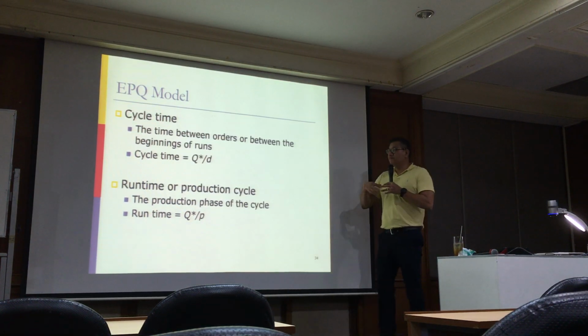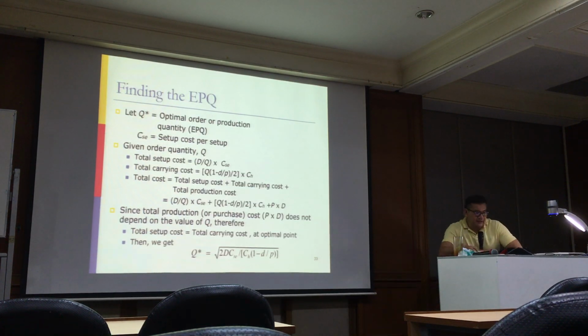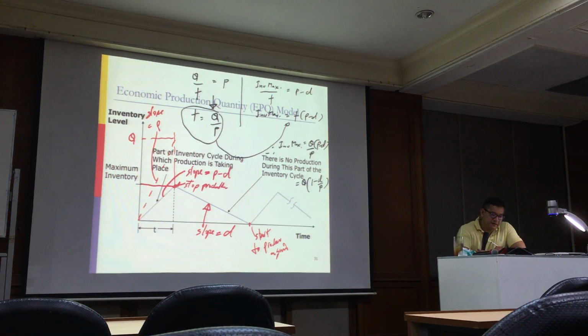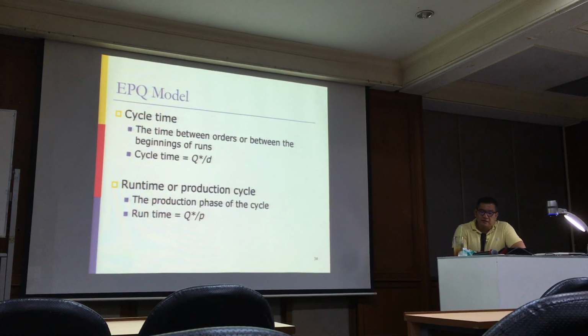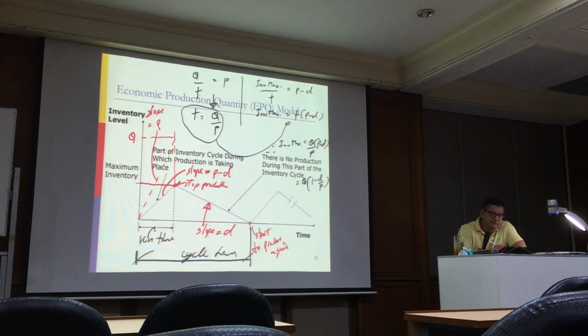Cycle time is the time between when you start making the production again. This is the cycle time, from here to here. And run time is the production cycle, the time that you need to make the production. So this is your run time. T is equal to run time, and cycle time is the time between starting the production. Okay, you need to see the example to get a better understanding.